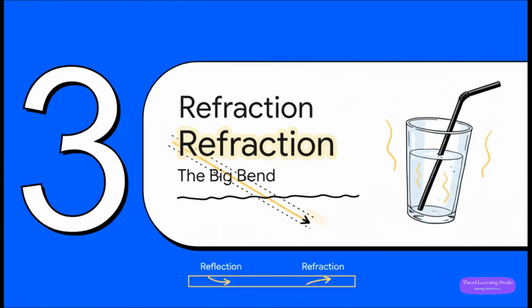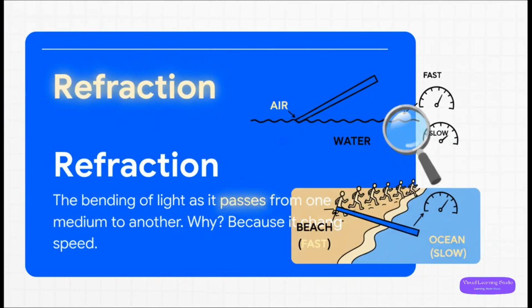All right, feeling good about reflection? Let's move on to the second big concept. If reflection was the big bounce, then you can think of refraction as the big bend. This is the one that's going to solve our straw mystery. So what is it? Refraction is the bending of light that happens whenever it crosses the boundary from one material or medium into another. Like from air into water, or from air into a glass lens.